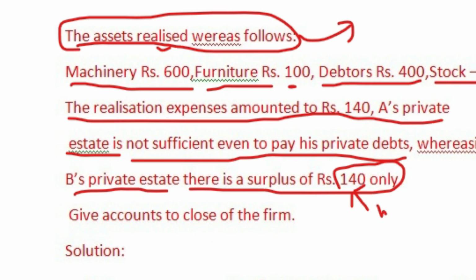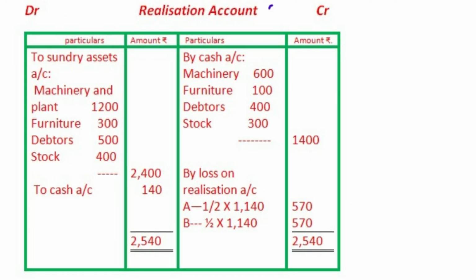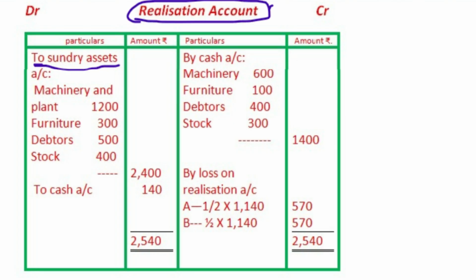Because of unlimited liability, he has to bring his private cash, private property, to meet the partnership firm's obligations and liabilities. So here we give the account to close the firm. Now this is the solution: the various assets, sundry assets, from the asset side of the balance sheet of the question should be transferred. So this is the realization account.